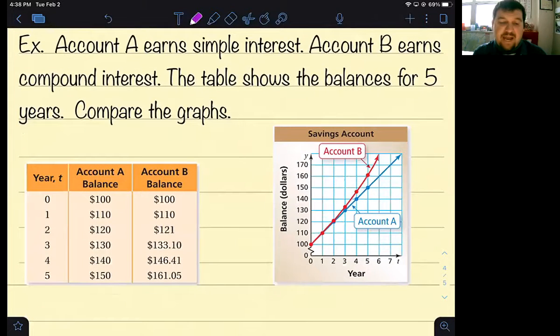Last one says account A earns simple interest. That's I equals PRT. Account B earns compound interest. Now, you haven't talked about compound interest and you won't until you get into high school. It has a complicated formula. Simple interest is what, if you take out a loan for a house, by the way, that's called a mortgage, it uses simple interest. It just charges you interest on the principal.